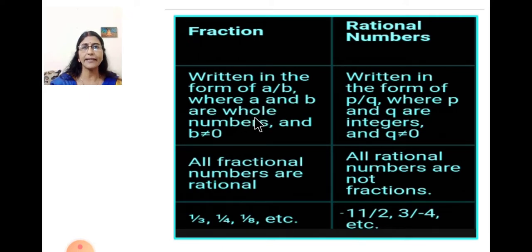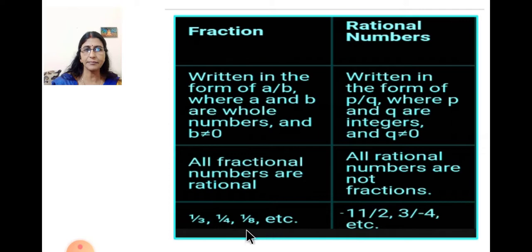You cannot take a negative number here, whereas here you can see the numerator and denominator are integers. Integers means you can take negative numbers also. Here you cannot take. So this is the difference. Now the second difference: all fractional numbers are rational, so any fraction can also be called a rational number. But all rational numbers are not fractions.